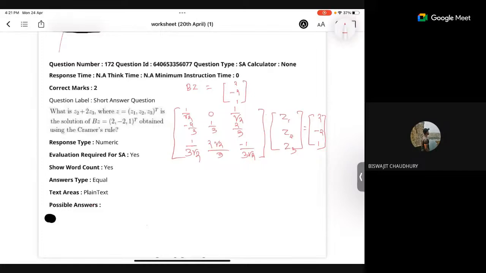So what about the determinant of B? It will be 1 by root 2 into minus 1 by 9 root 2, so minus 4 root 2 upon 9, plus 1 by root 2. Let us combine them.